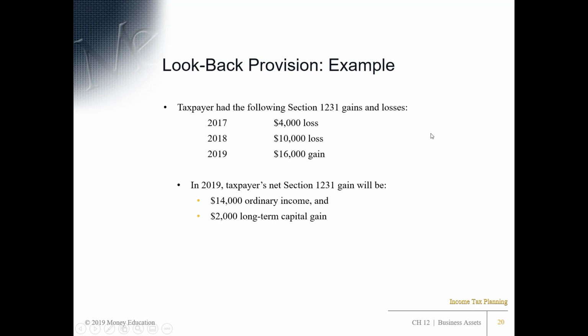If a taxpayer had 1231 gains and losses, so in 17 they had a loss of $4,000, in 18 they had a loss of $10,000, and in 16 they had a gain of $16,000. The taxpayer's 1231 net is $14,000 in ordinary income and $2,000 in long-term capital gains. The ordinary is because of the 2 losses in the years before.